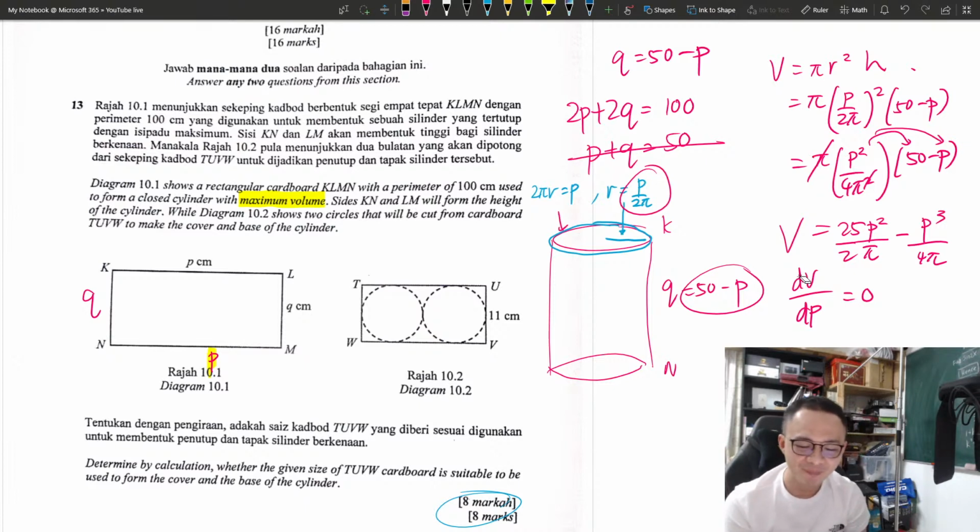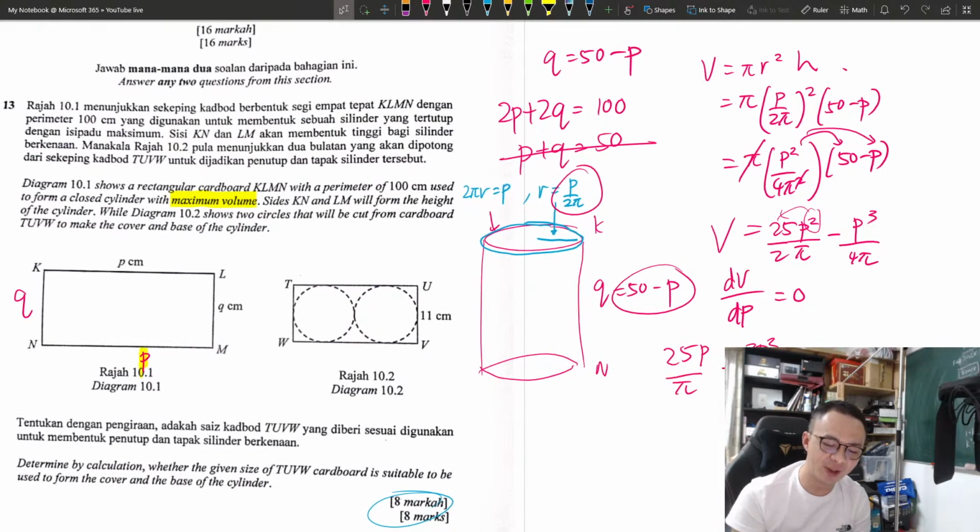Alright, so let's differentiate this one. Since I is in terms of p, I will move the 2 to the front. It becomes 2 multiply 25, which is 50. 50 over 2 is 25. So this one should give me 25p minus 1, since power 2 minus 1 is 1, over pi. Minus this one differentiated, we get 3p squared over 4 pi equals 0. Yeah, we need to solve this one.